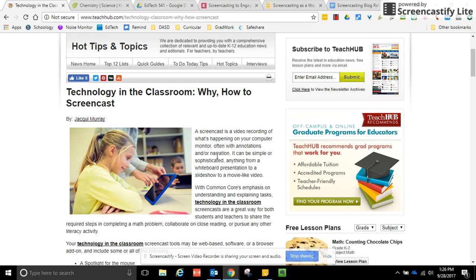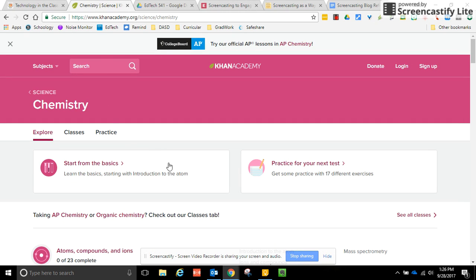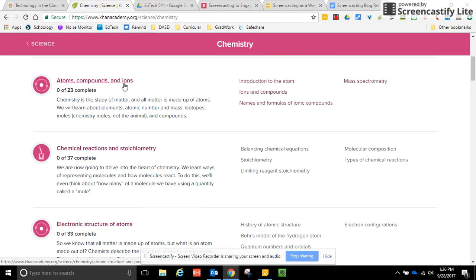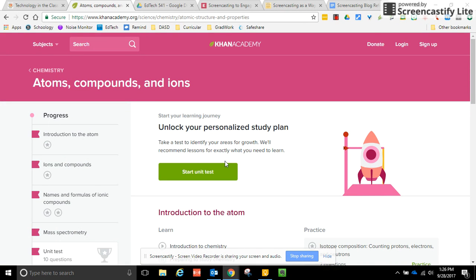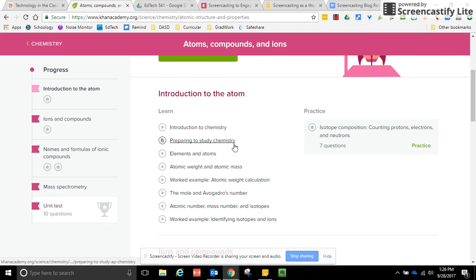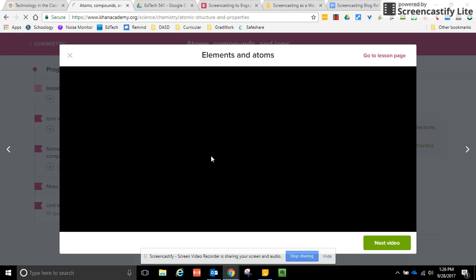So normally when I screencast, what I'm using is very similar to what's used in Khan Academy. If you look at, let's say, Khan Academy videos, right now I'm going to look at atoms, compounds, and ions, very similar to what I'm doing. There's a lot of different screencasts available from Khan Academy. So let's say we're looking at elements and atoms, okay?